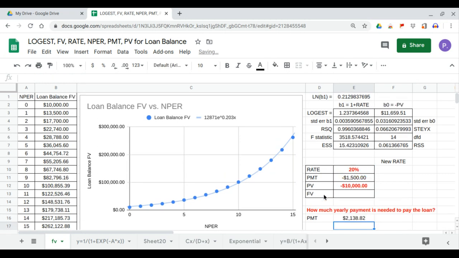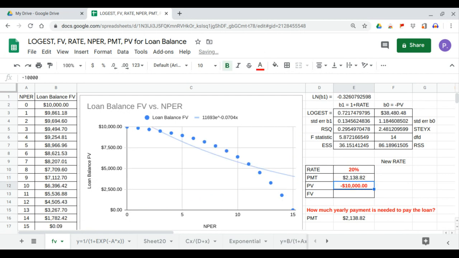Enter. So I need to pay $2,138 per year. So I will enter 2,138.82. So the loan balance on the 15th year will be 9 cents.